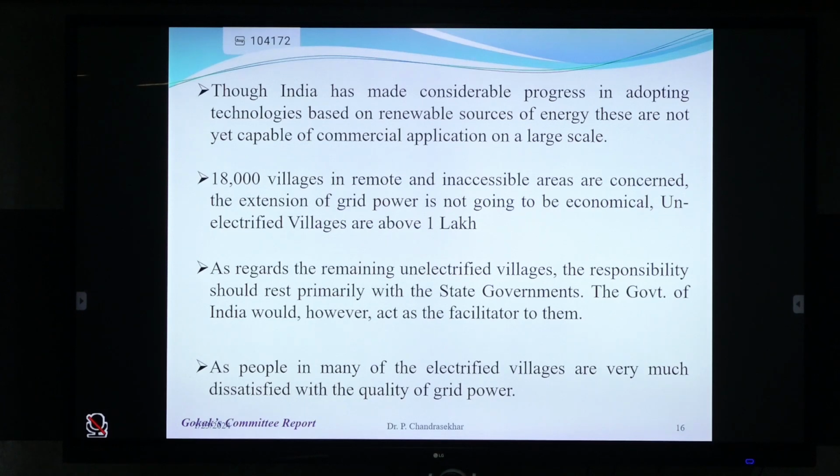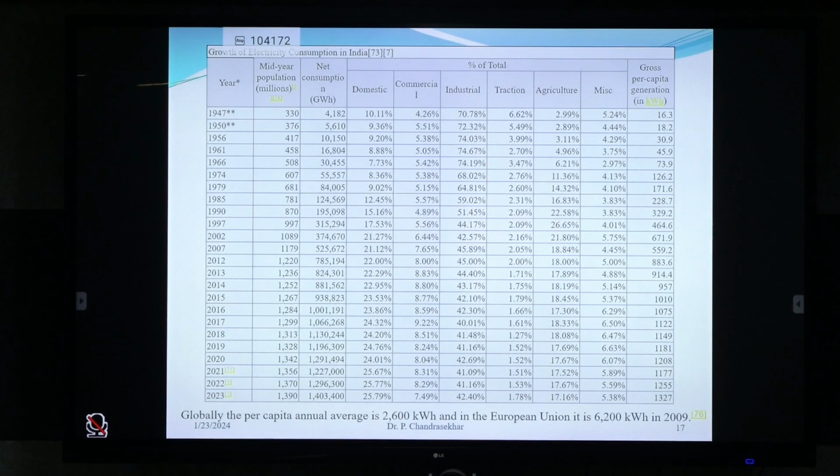And importantly, many of the people in these electrified villages are not happy with the services they are getting. So this is a brief statistic showing how electricity consumption has grown over the years. If you see the per capita energy consumption in the last column, as of today, 2023, we are at 1327 kilowatt hours. In fact, we are not even at half of the world's average in 2009. In fact, we are nowhere comparable with the European countries.